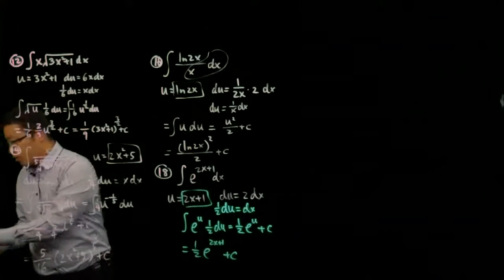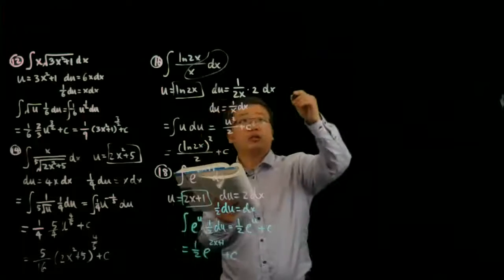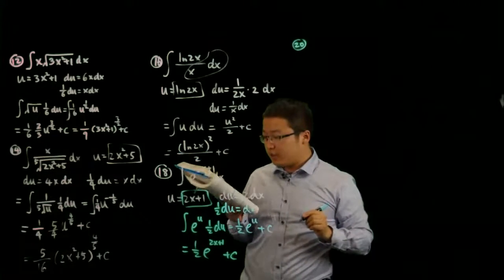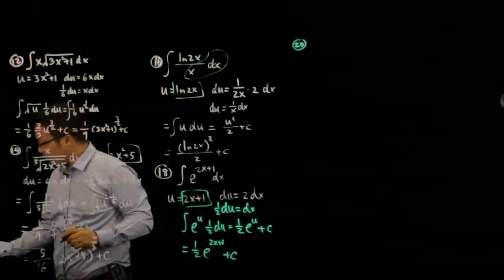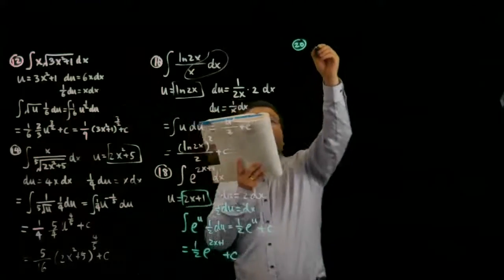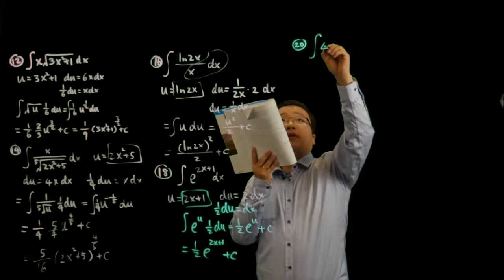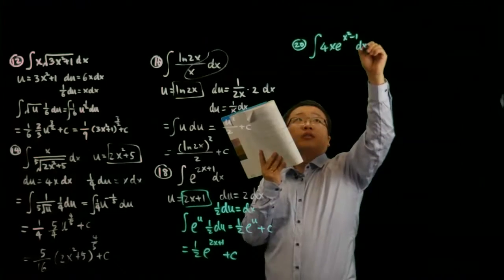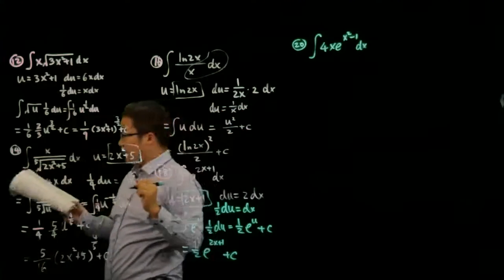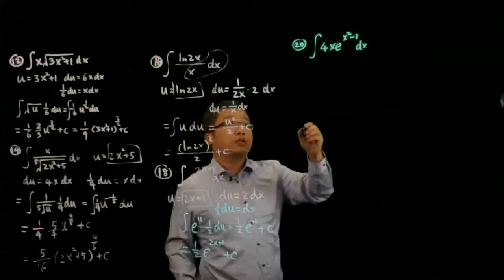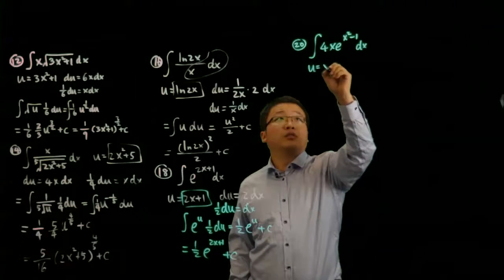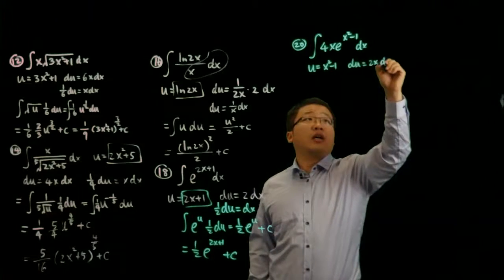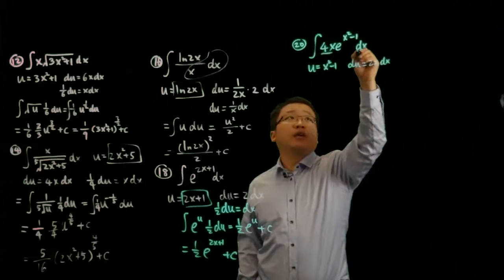Okay. Now question number 20. That's the integral of 4x e to the x squared minus 1 dx. And similarly, let u be x squared minus 1, du will be 2x dx. And now you have 4x dx.